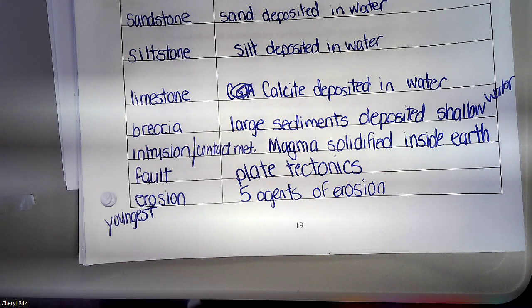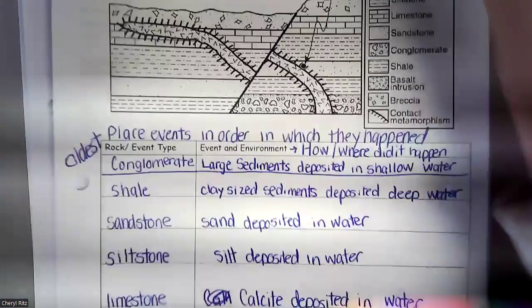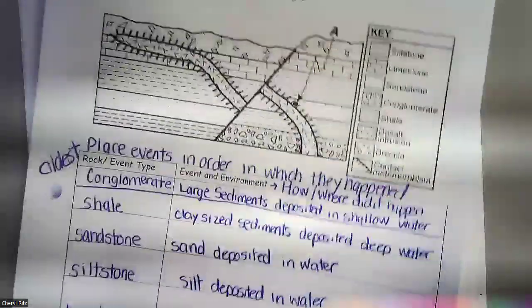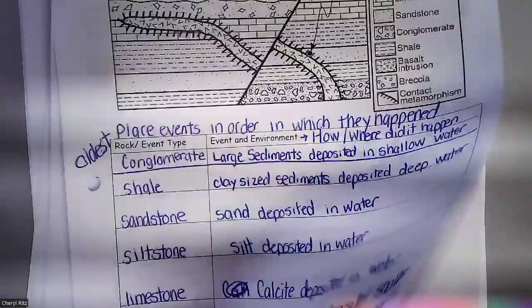So this, you will need to pull this out from chapter 3 and chapter 5 to be able to do this. We're going to practice this some more tomorrow. As you can see, the next few pages have some more cross sections that you guys will work with and try and figure out which one's the oldest, youngest, etc.